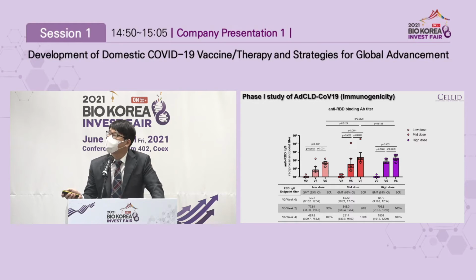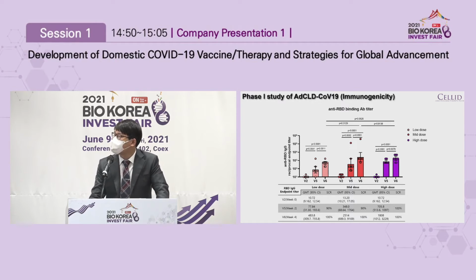And here is anti-RBD binding AB titer, and from all these samples, we saw this significant change. And just like the spike gene, it increased in accordance with the dose. However, since there were only 10 samples for each group, we need more samples.